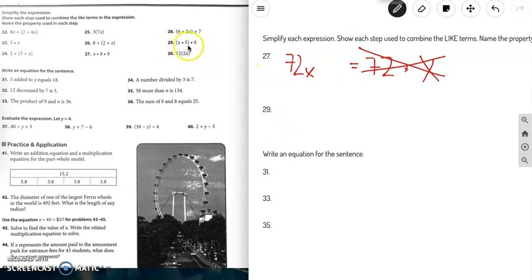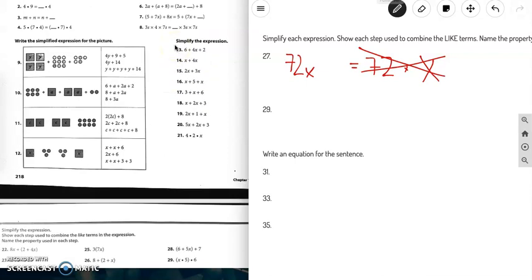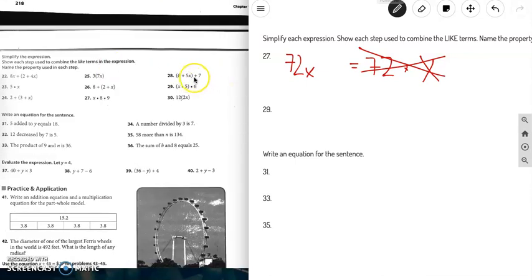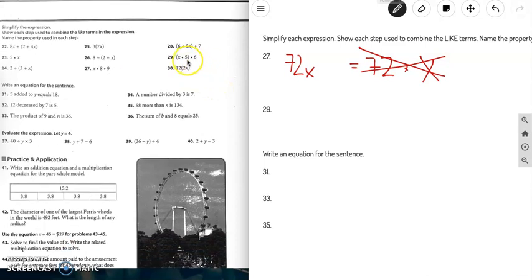29. X times 5 times 6. Well, this one we can use the associative property by grouping them. So the order does not matter. So 5 times 6 is 30. So it becomes 30x. Okay? All right. Write an equation for the sentence.